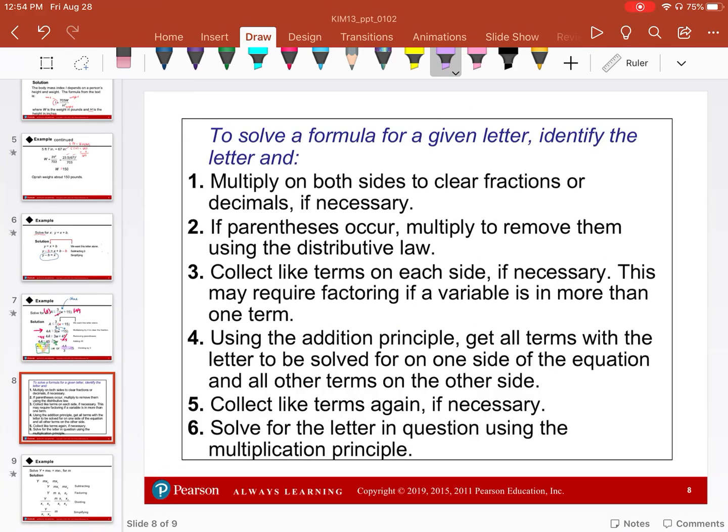All right, so that was it for this section. To solve a formula for a given letter: 1. Identify the letter and multiply on both sides to clear fractions, decimals if necessary. 2. If parentheses occur, multiply to remove them using the distributive law. 3. Collect like terms on each side. If necessary, this will require factoring if a variable is in more than one term. 4. Using the addition principle, get all terms with the same letter to be solved for on one side of the equation and all other terms on the other side. 5. Solve for the letter in question using the multiplication principle.